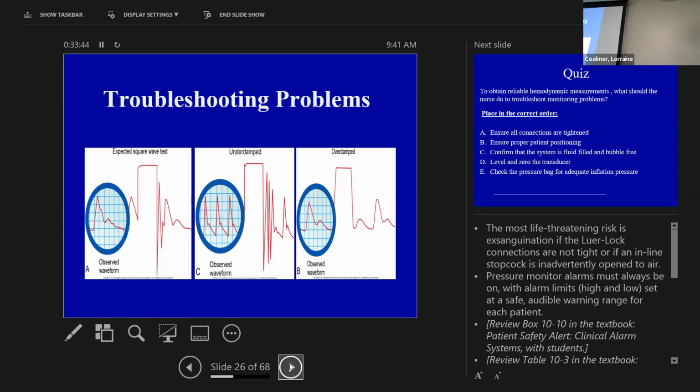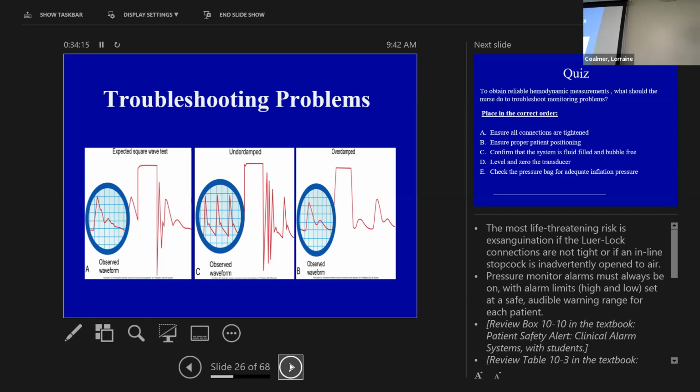Do you see how dull this waveform is? You guys see that? It's not as sharp as this very first one, is it? You guys see the difference? So here's what nice sharp looks like. This is kind of dull. Check for kinks, air bubbles. Not enough air in the bag. I don't have enough pressure. It's got to be 300, right?